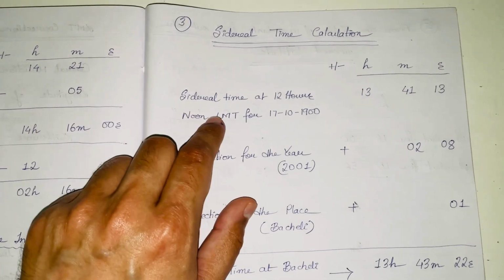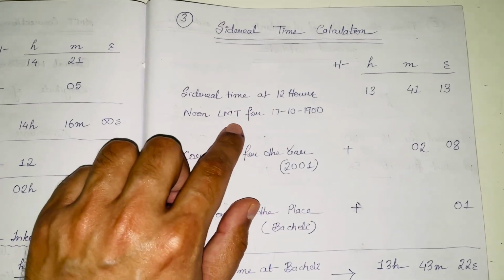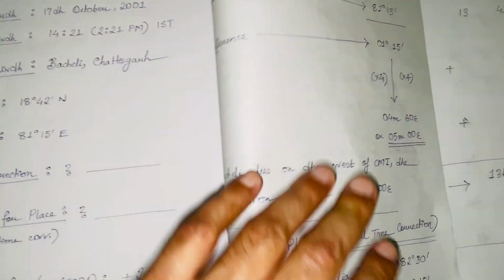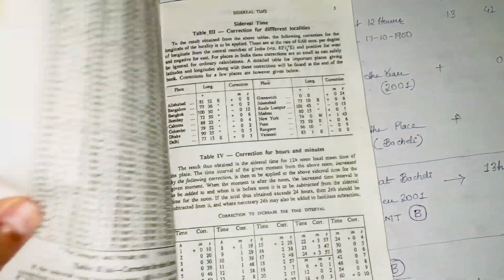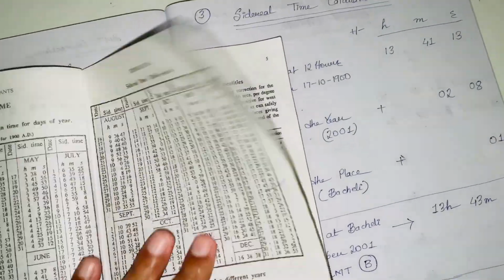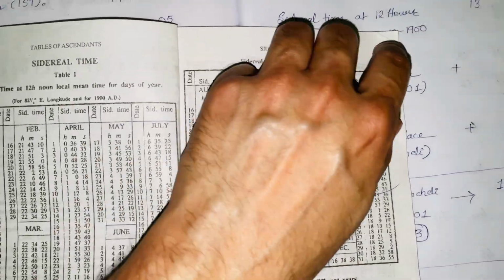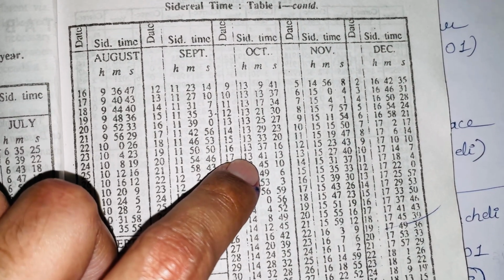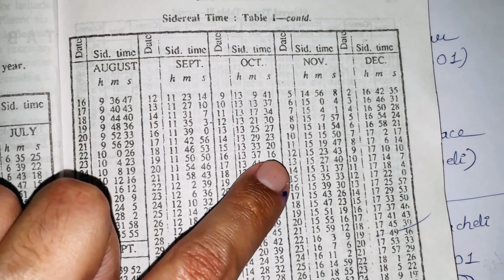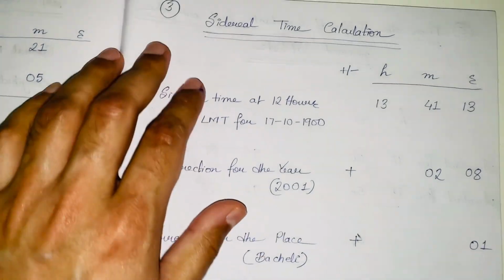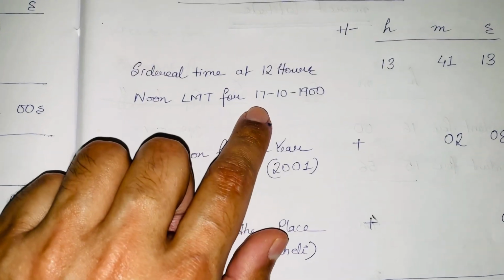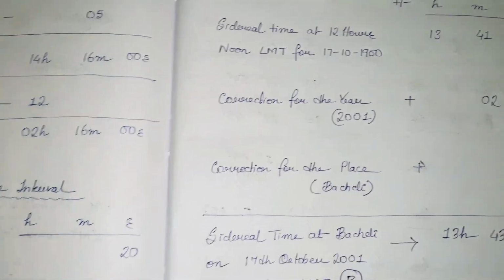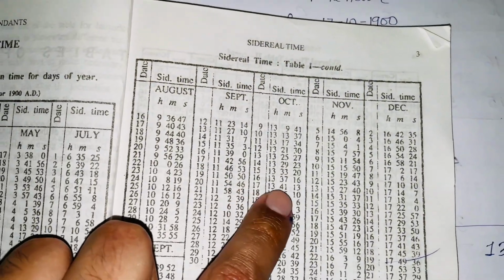Again, the first step is the sidereal time at 12 hours noon LMT for 17th October 1900, because 17th October is our date of birth. So again, we are going to the table of ascendant, page number 3. 17 October here is 13 hour, 41 minute and 13 seconds. So here we are writing sidereal time at 12 hours noon LMT for 17th October 1900: 13 hour, 41 minute, 13 seconds. Exactly what we have noted from the TOA.